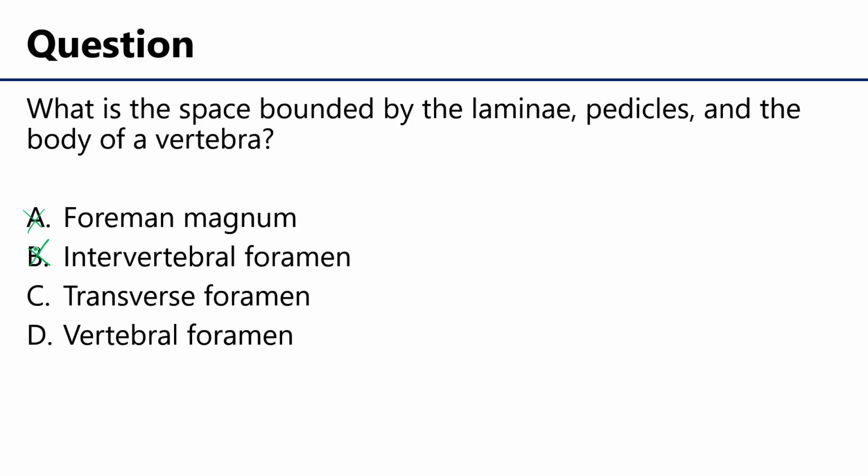Is it the transverse foramen? No, that's unique to cervical vertebrae, and that's the space for vertebral arteries and vein. So that leaves the vertebral foramen. Yes, that's correct. The vertebral foramen stack one on top of the other, so those vertebral foramina in total are going to form the vertebral canal or spinal canal, which is where the spinal cord lives.